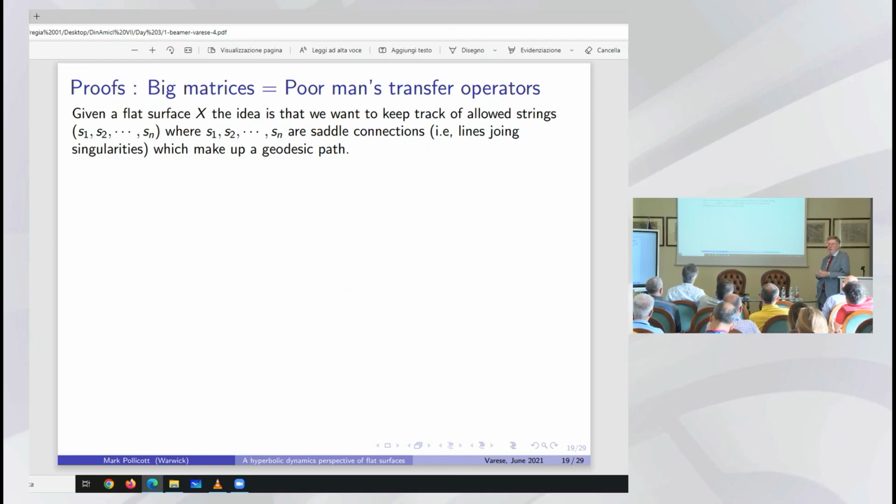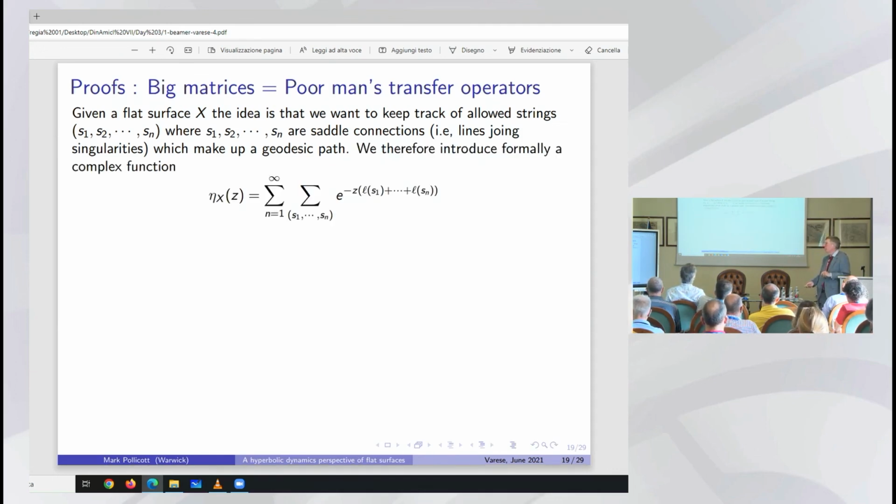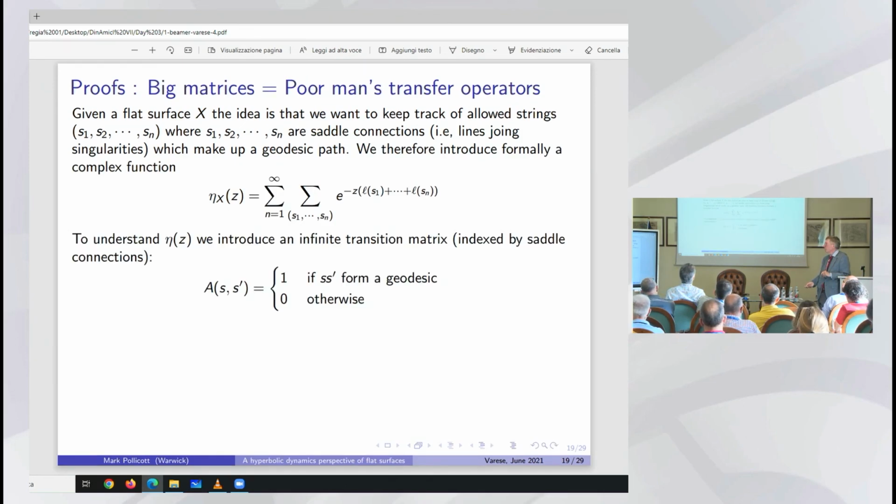Well, the alphabet is going to be the set of saddle connections. That is the paths that go from a singularity to another singularity. Or if you've only got one singularity, the paths that go from the singularity, wind around and come back. There's countably many of them, so it's a countable alphabet, and then you're going to have a transition matrix associated to that, perhaps.